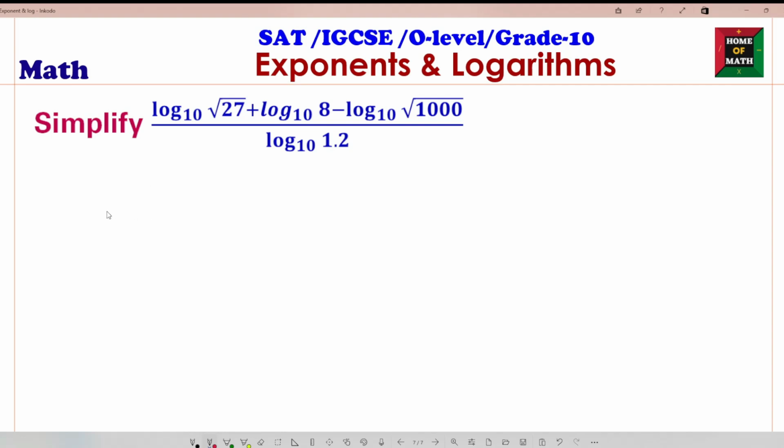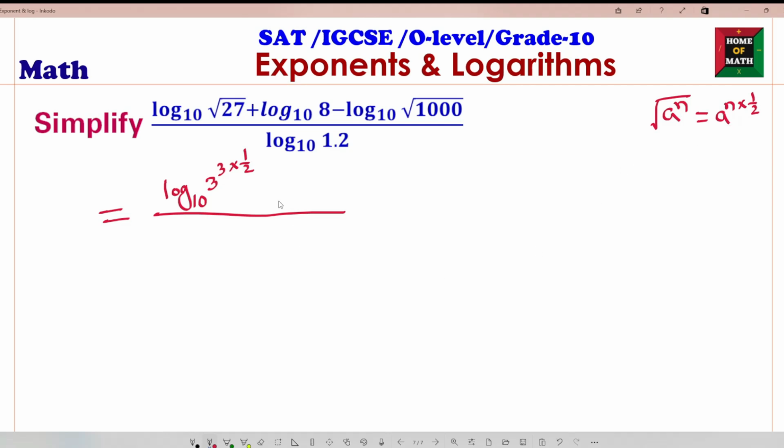So we are trying to solve this one step by step. First, in the numerator we are trying to solve like this. Log base 10, here is 27, we can write 27 as 3 cube, and once we omit this root we can write 1 by 2, because we know the root of a to the power n we can write as a to the power n times 1 by 2.